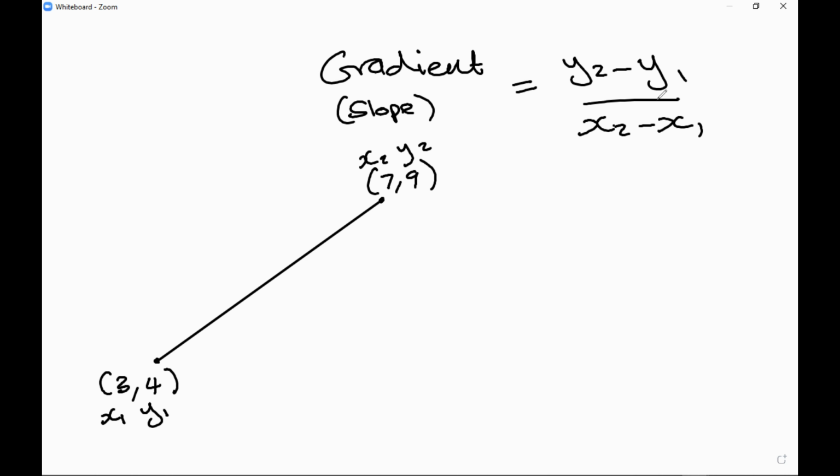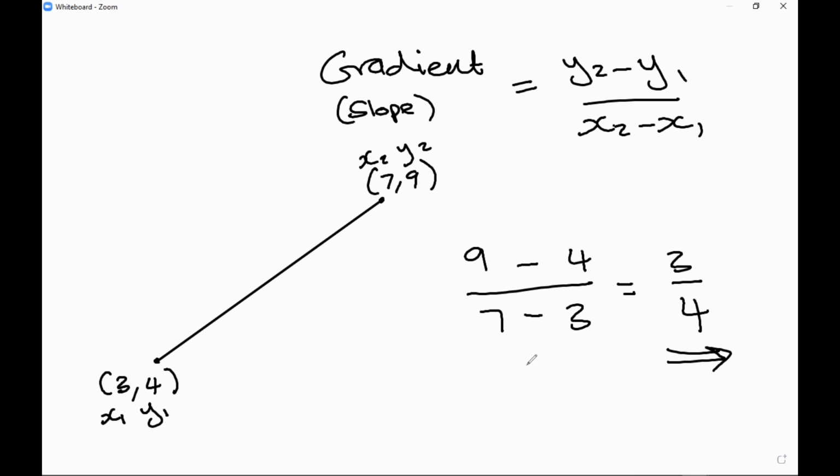When we substitute it into this equation, we put y2 first, which is 9, then y1, which is 4, and we divide it by x2, which is 7, and x1, which is 3. 9 minus 4 is 5, and 7 minus 3 is 4. So the gradient of the slope will be 5 over 4. We can also do another one. Let's do another one where we have negative values now.